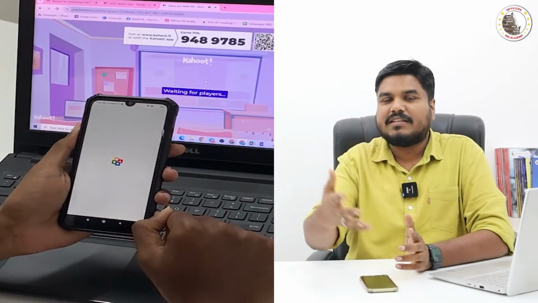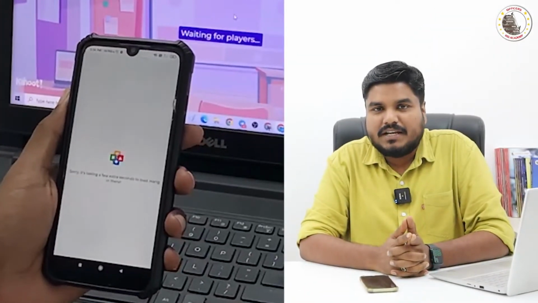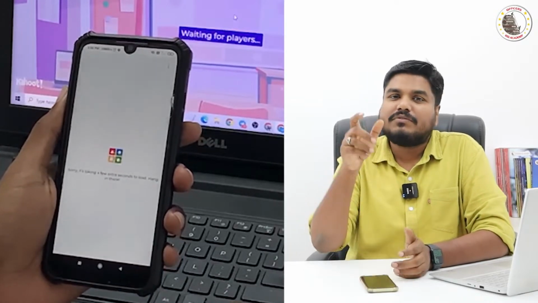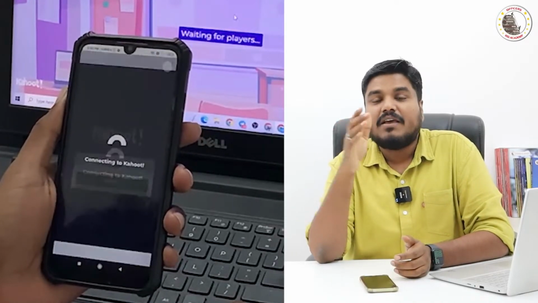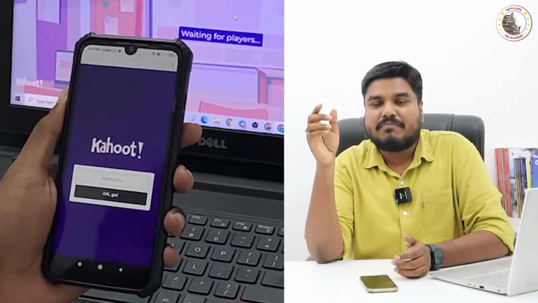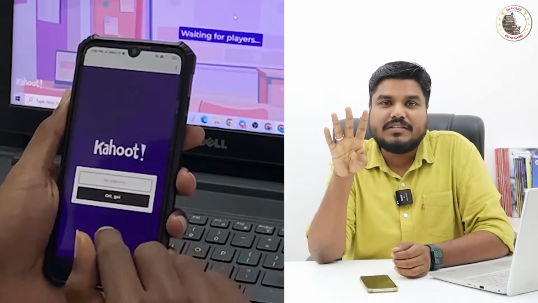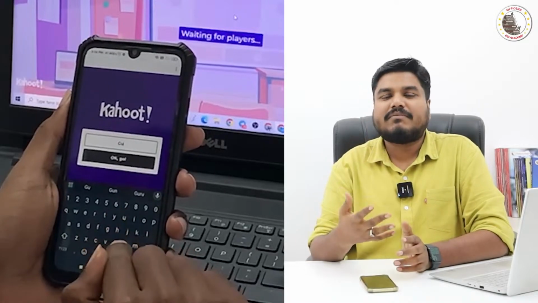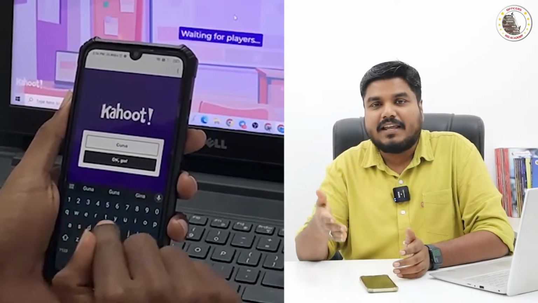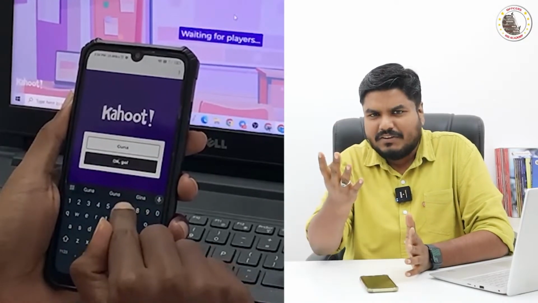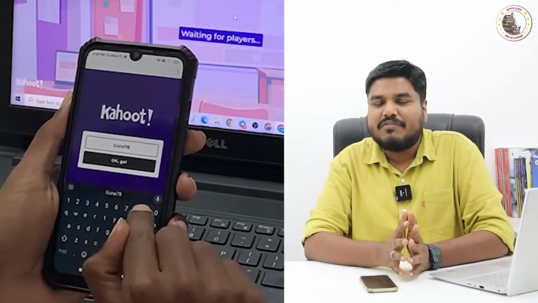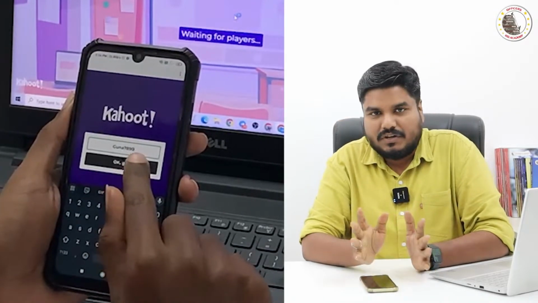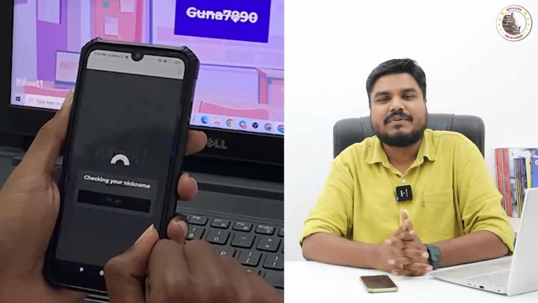Once you enter the 7-digit number, the application will ask you to give a username. So you have to give your username, followed by the last 4 digits of your mobile phone number. For example, my username is Guna8990, the last 4 digits of my phone number. So like that you can create your own username. That's all. You are ready to participate in the quiz.